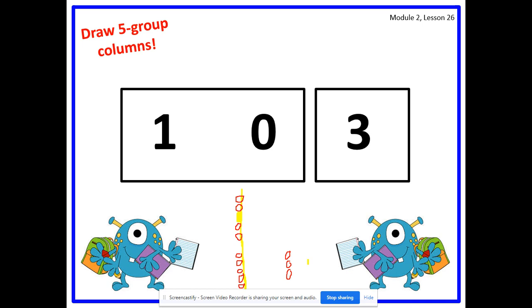And 3 1s. Get ready. Always name the unit. And our unit right now is 10s and 1s. Because you cannot say 13 has 1. 1 what? So always name the unit. 1 10 and 3 ones.